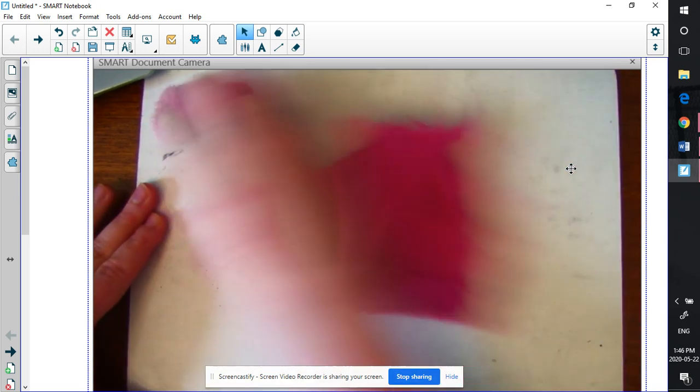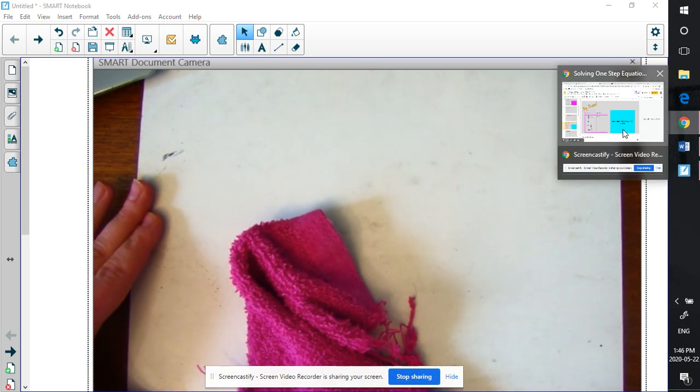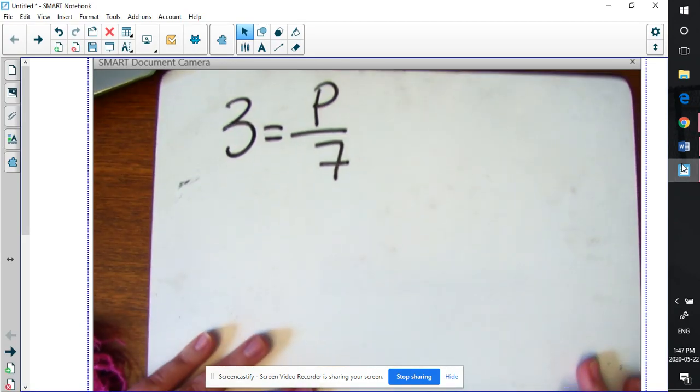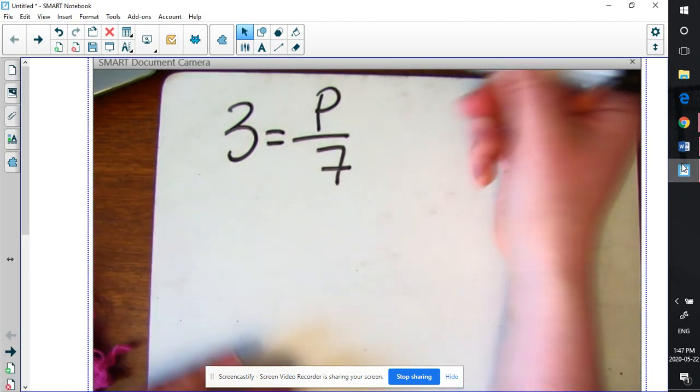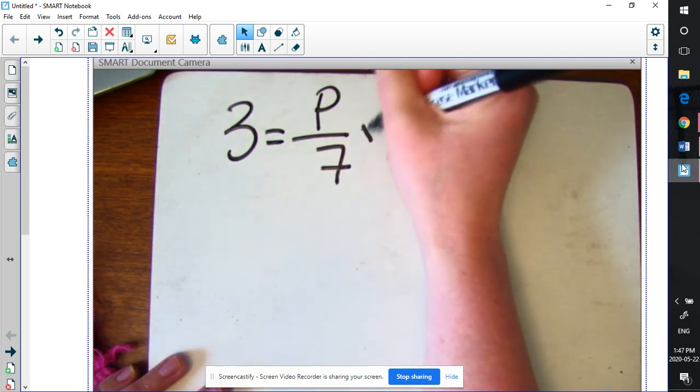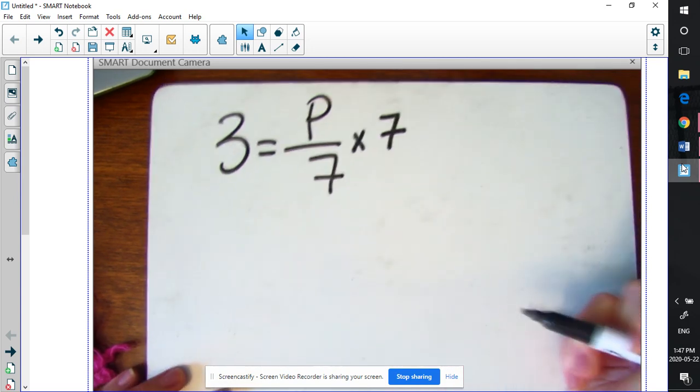Okay, last question. 3 equals p over 7. So p over 7, that's another way to say p divided by 7. The opposite of dividing is multiplying. So I'm going to multiply by 7.